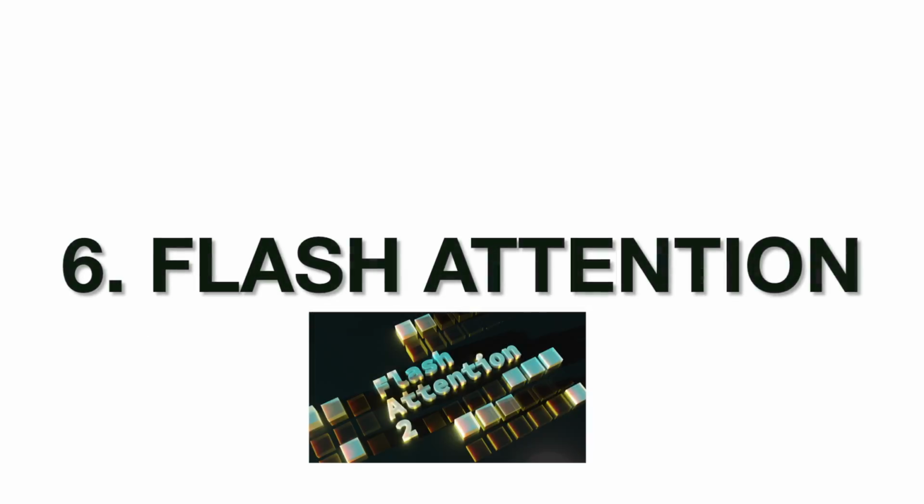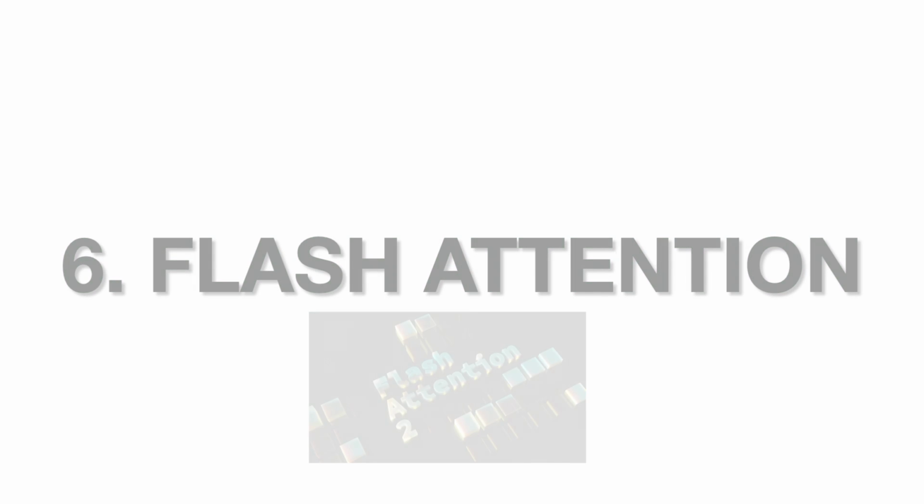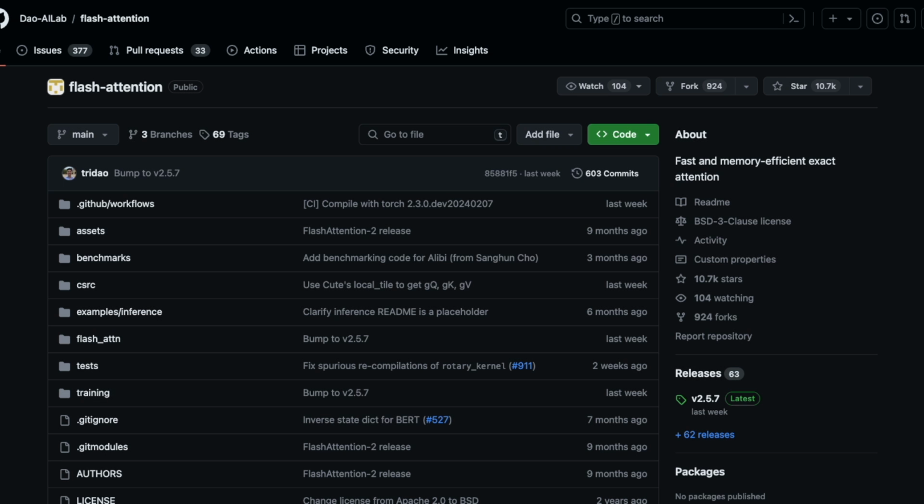So let's move on to our next inference engine, which is FlashAttention. It focuses on a fast and memory efficient exact attention mechanism, which can be particularly beneficial for models that require precise attention computation. FlashAttention is an optimized attention mechanism designed to enhance the efficiency and speed of training transformer models by reducing memory accesses and improving memory usage.